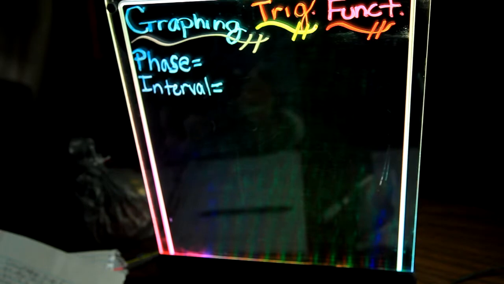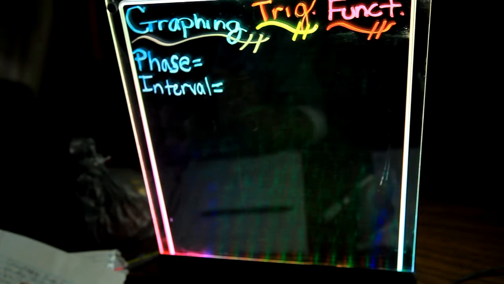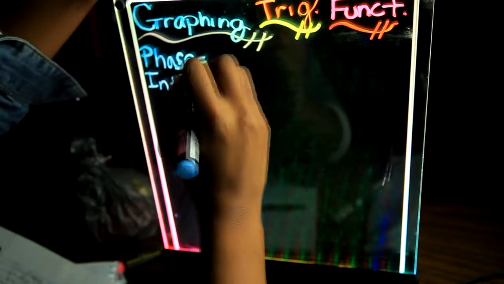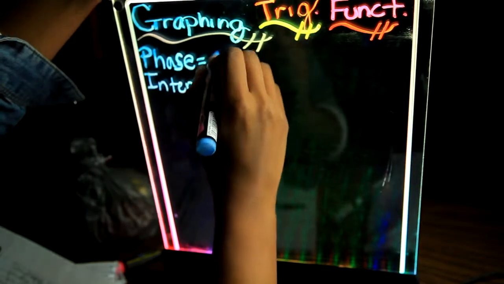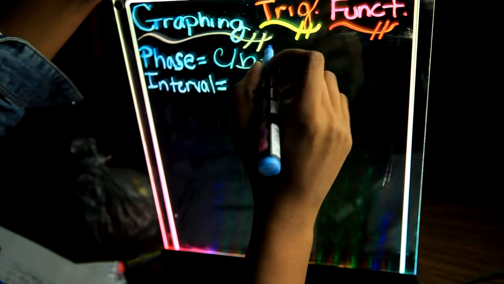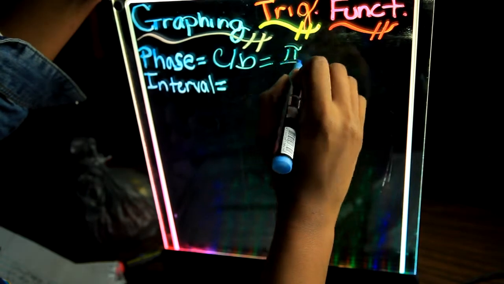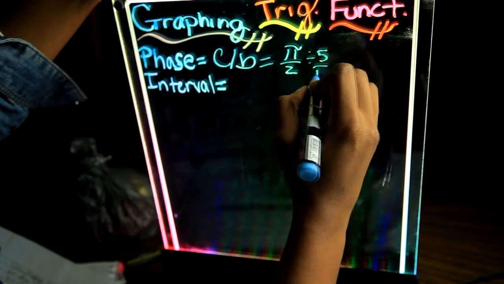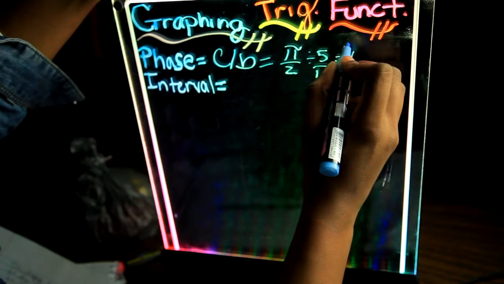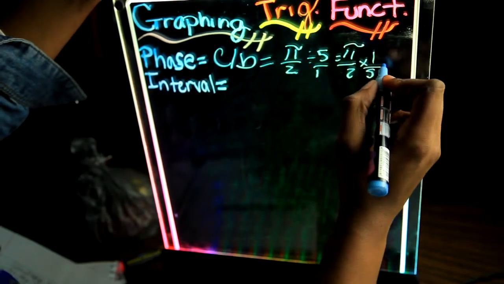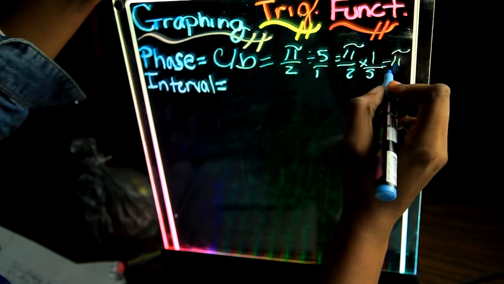Okay, so we're going to be graphing trigonometric functions. So we're going to start with our phase shift. And to find our phase shift, it is c over b. And that's equal to pi over 2 divided by 5 over 1, equal to pi over 2 times 1 over 5, equal to pi over 10.